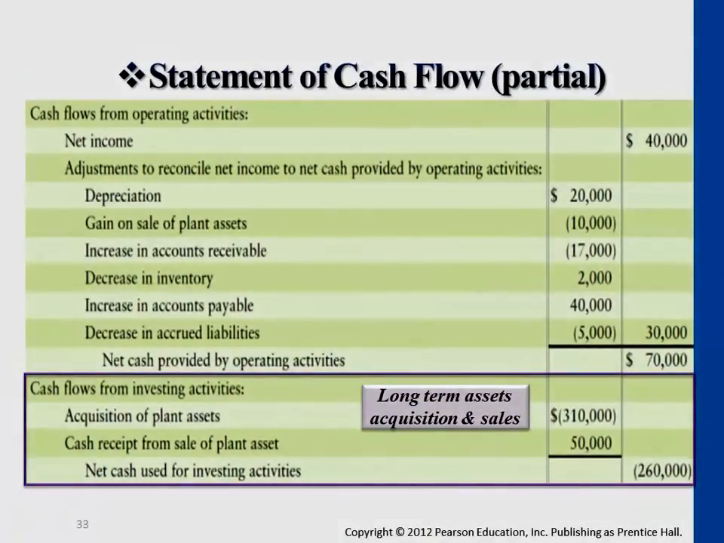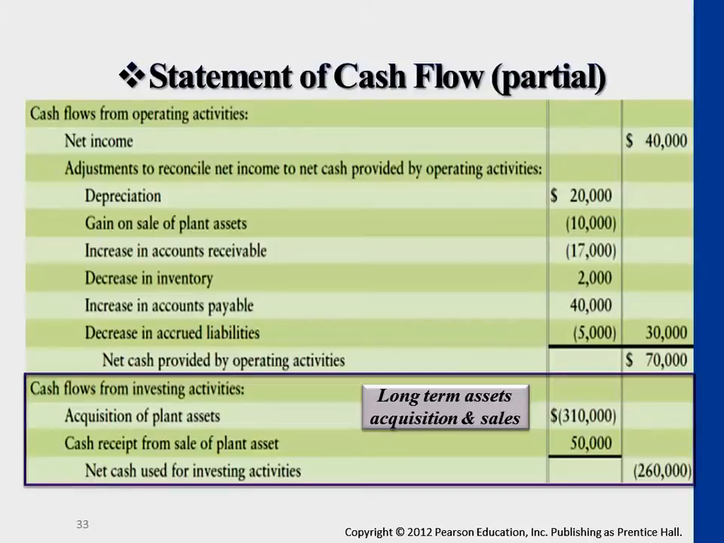Okay, so far what we talked about is the second part of the statement of cash flows. So if we move that $50,000 here, you see the upper part operating income, and then you have operating cash flows. This part here you have long-term assets cash flows. You receive cash, $50,000, remember book value plus 10,000 gain, and then 310,000 acquisition.